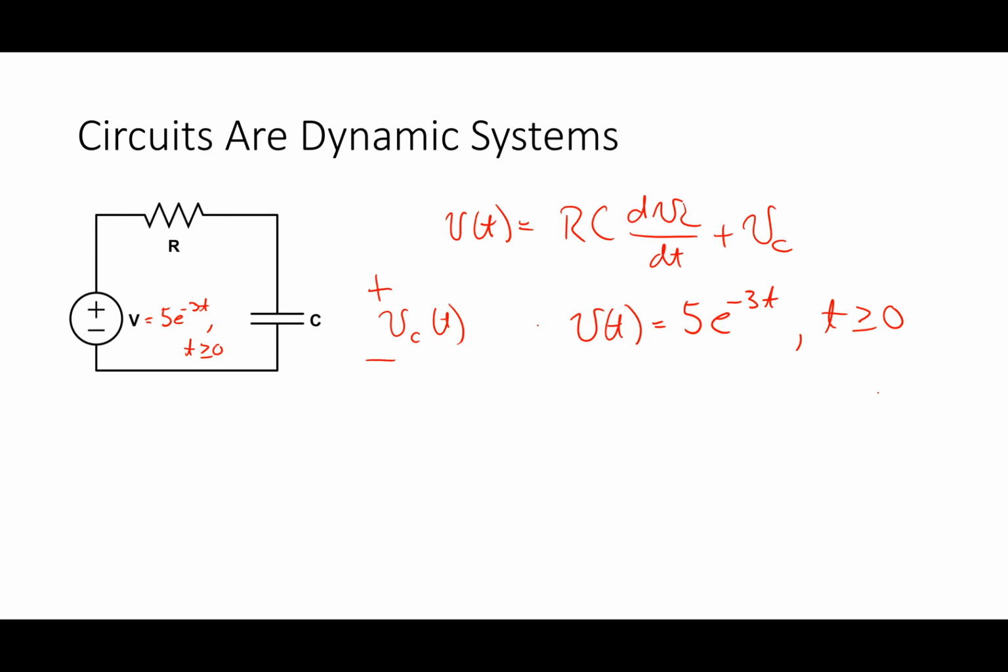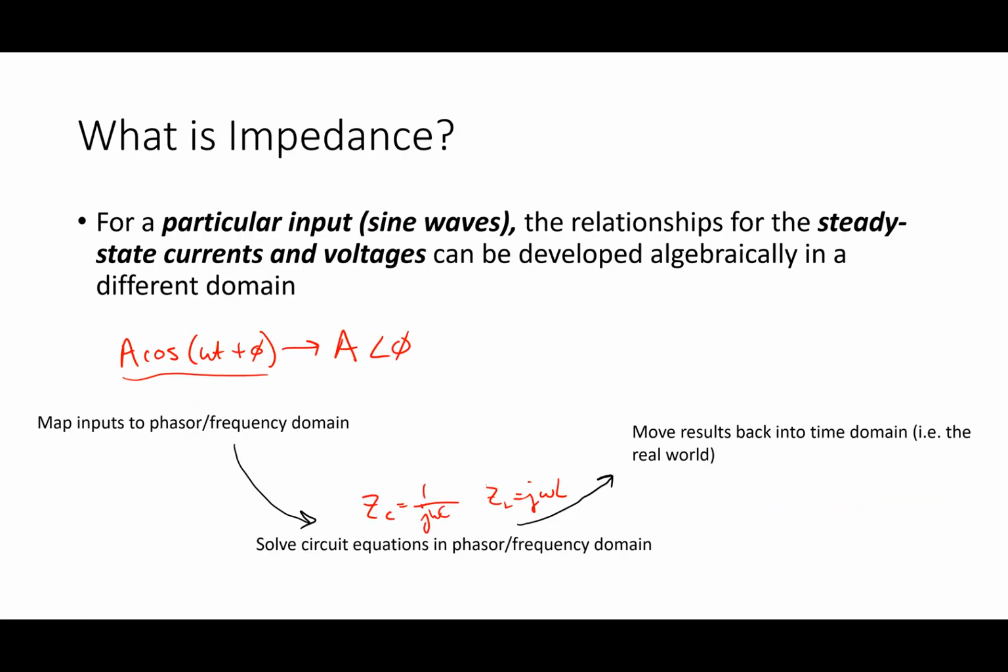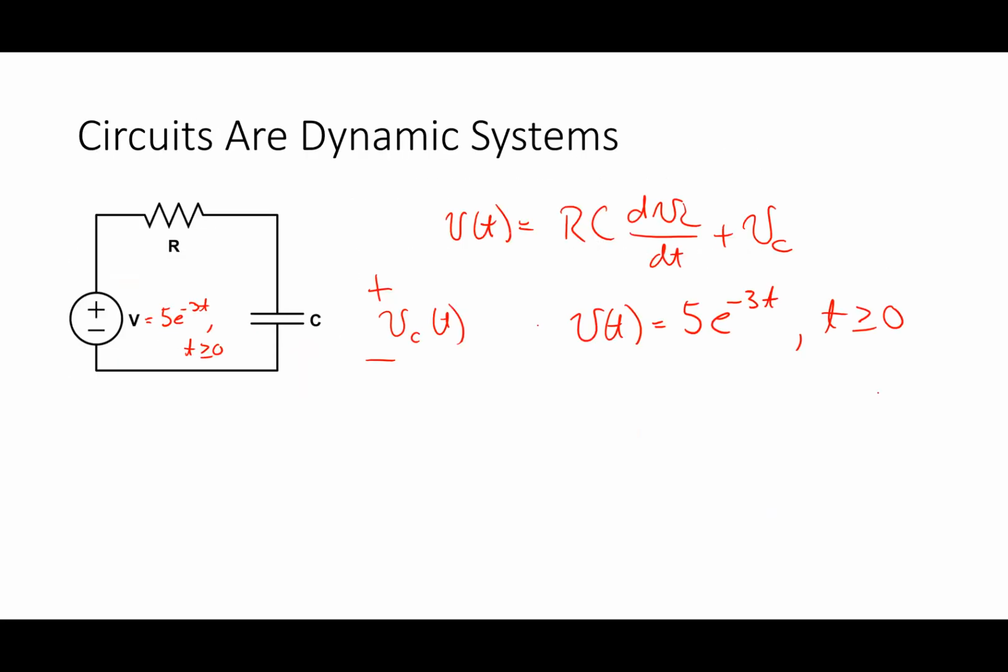No, not using impedance, right? Because what was the constraint on impedance? That it has to be in steady state. Well, it has to be steady state, but it also has to be a sine wave, right? It only applies if I have a sinusoidal input. And not all inputs are sinusoidal. So we'd like to generalize and get away from the differential equations. So impedance does not work for this because it violates one of the two assumptions. One of the assumptions is that the input has to be sinusoidal. Since 5e to the negative 3t is not sinusoidal, we can't use it.